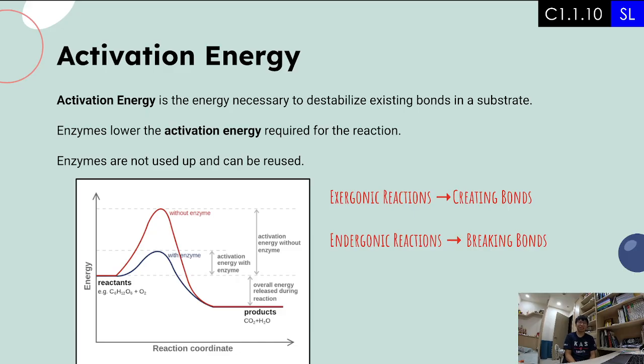Okay, so exergonic reactions happen when they're creating bonds. And endergonic reactions happen when you're breaking bonds. So you're either releasing a lot of energy or you're using up a lot of energy through this activation energy.